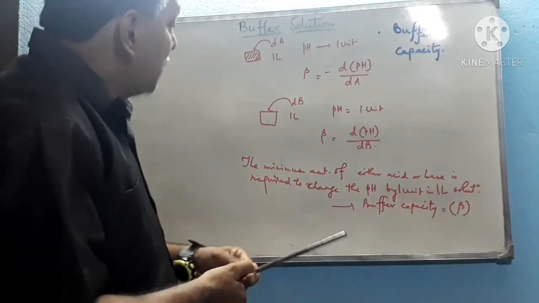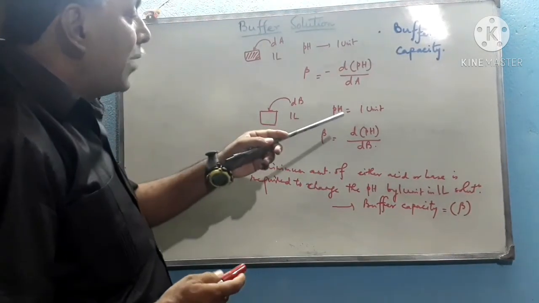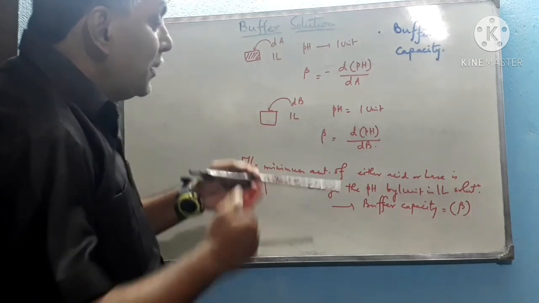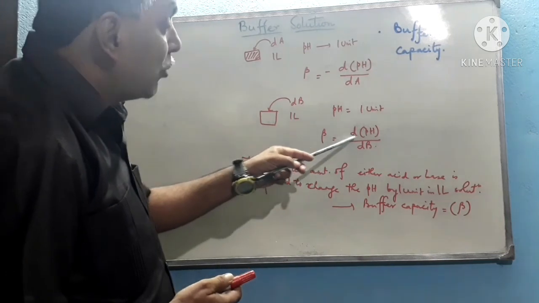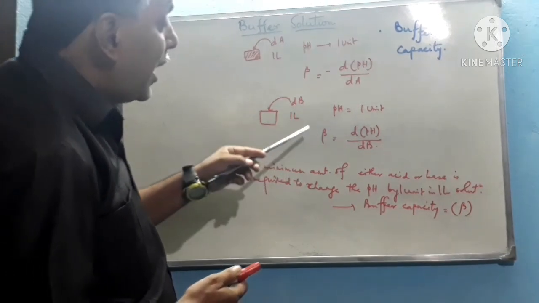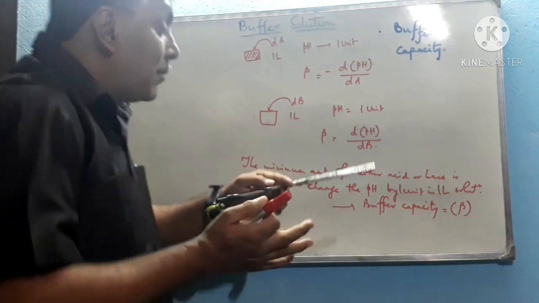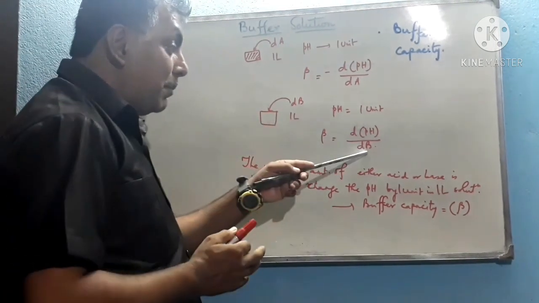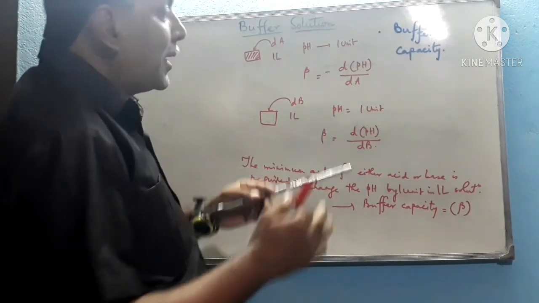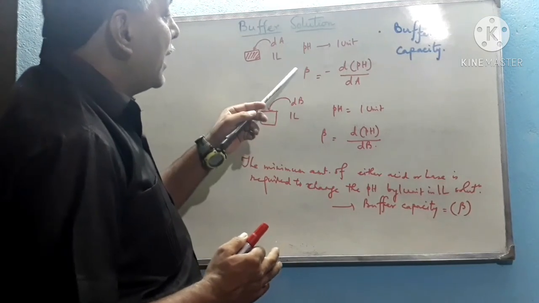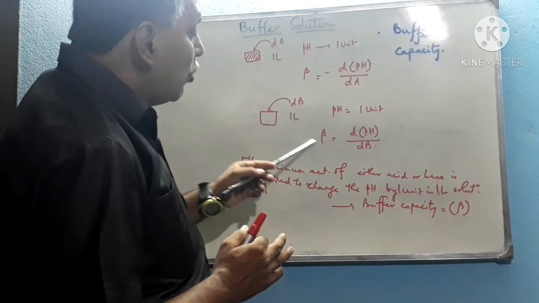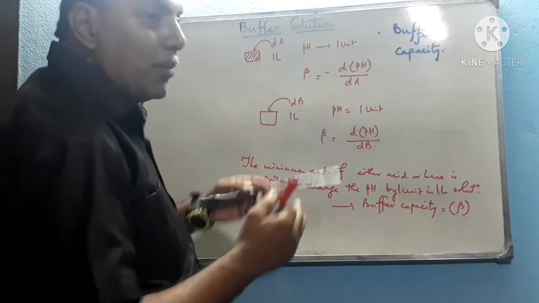So see this buffer capacity, higher the value of beta, a lesser amount of db is required to change this pH. If beta increases, that means the buffer capacity of the solution is low. So lower the value of beta, the buffer capacity will be maximum.